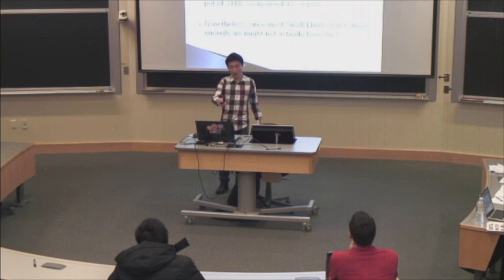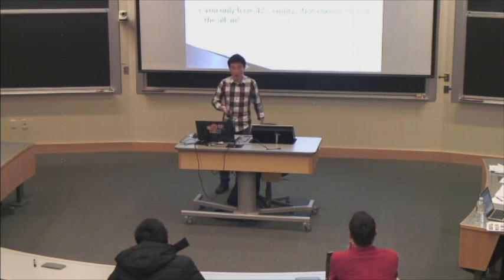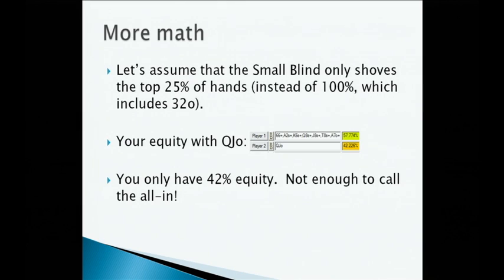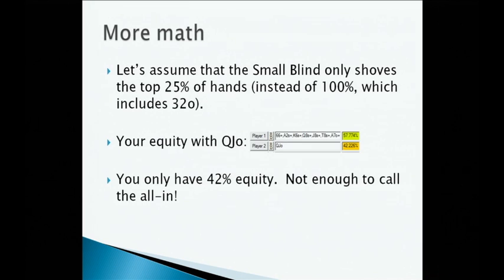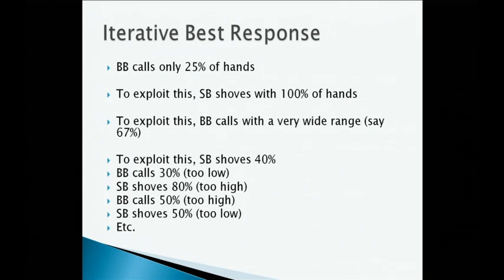So we can do a calculation with queen-jack. Let's assume the small blind only shoves the top 25% of hands instead of 100%, then your equity is only 42%. And what equity do we need to call all in? We need to call 14 big blinds, and if we call, the pot will be 31. So we need 14 over 31, which is about 45% equity. We only have 42, so we actually shouldn't call anymore. So it's possible the big blind's play is correct, but the point is someone's play isn't correct.